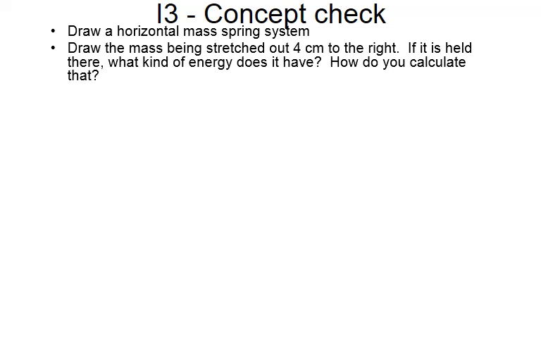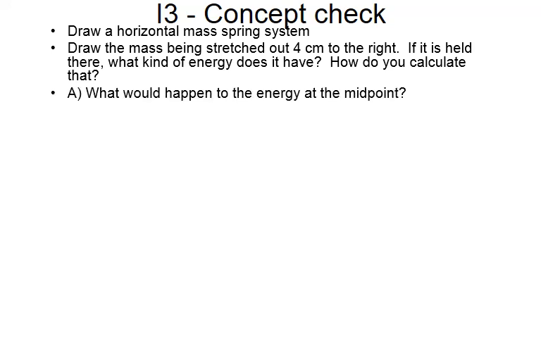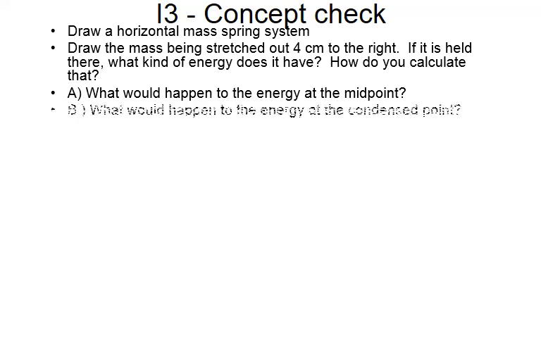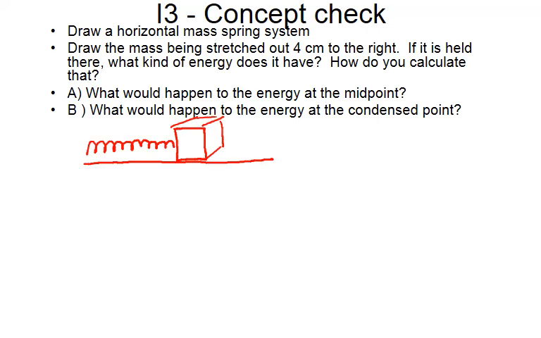All right, so let's go ahead and check your understanding here. Let's draw a horizontal mass system. And we'll draw the mass being stretched out 4 centimeters to the right. Let's say it's held there. What kind of energy does it have, and how would you calculate that? And then what would happen to the energy at the midway point? And then B, what would happen to the energy at the compressed point?